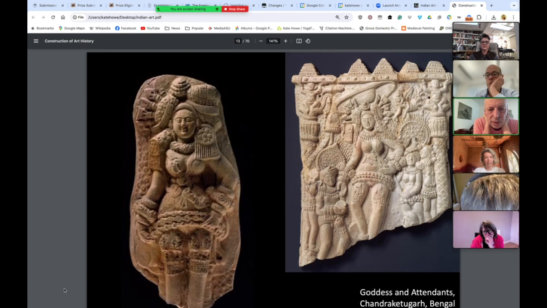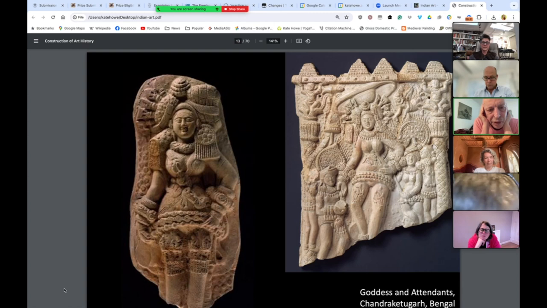This is Shunga period, Yakshi. The small terracottas are very elaborate. It's in Bengal. A lot of these were found in fields, so it was felt that they had to do with fertility and a kind of magical relationship to agriculture and fecundity.